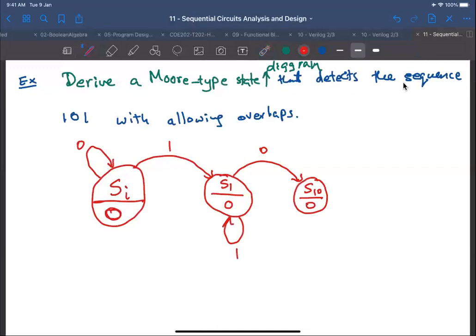Now here, the interesting thing happens. If I receive a 1 now, what happens? I should go to a new state, S101. And in here, this is my sequence and it is detected now, so I should output a 1. You see that? Is this clear? This is if I receive a 1. Yes. Now, what happens if I am here and I receive a 0?